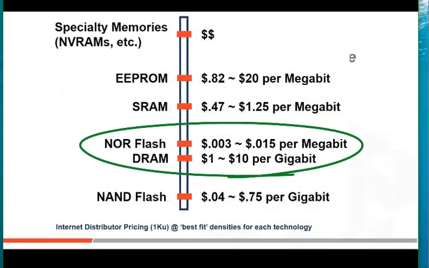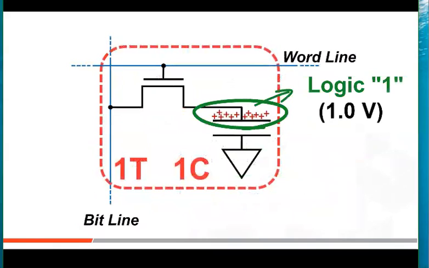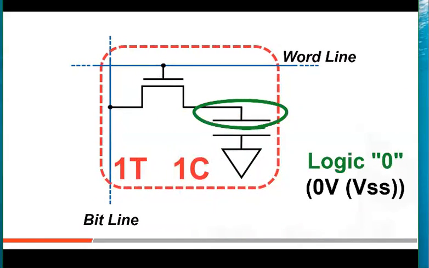And this capacitor effectively holds the bit's value. It can be charged up to a high voltage. We will call that a logic 1, and we will use 1 volt for our logic 1 in this video example. Or it can be discharged to a low voltage, which we will call a logic 0, which equals VSS or ground in this video explanation.